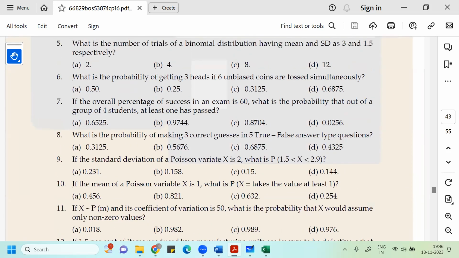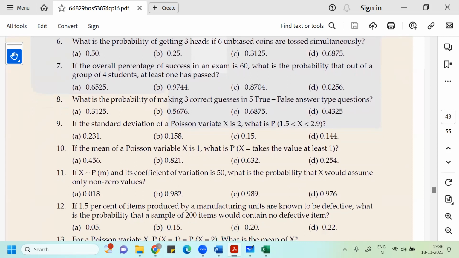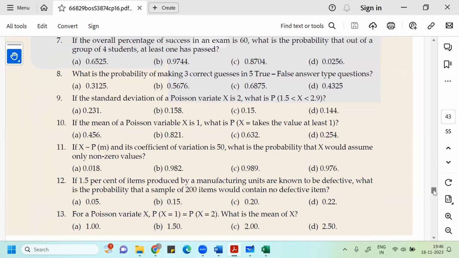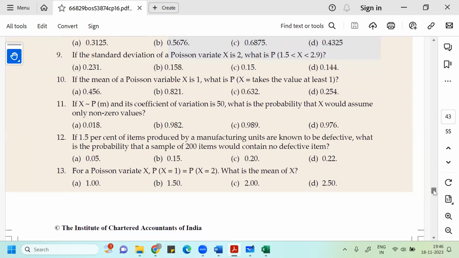So yesterday, what we have done, question number 9 we have done. 10 also I think I have done. 11 also I have done. 12, if you see, the solved example which I was about to tell was similar to this question number 12. Let's do question number 12, then we'll go to that question.